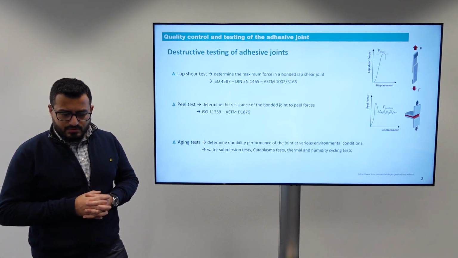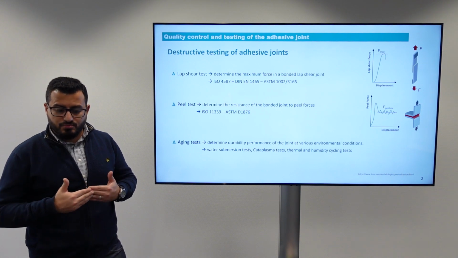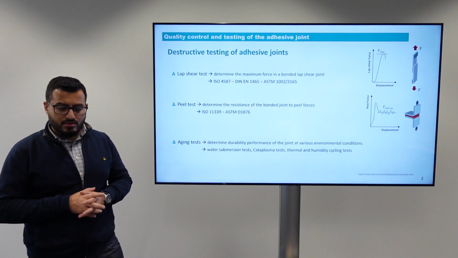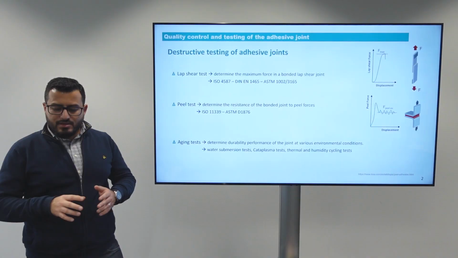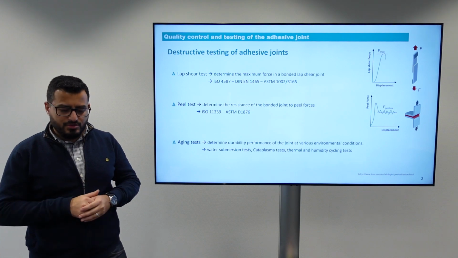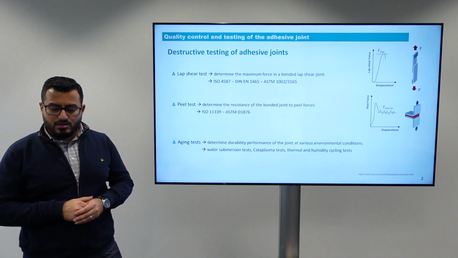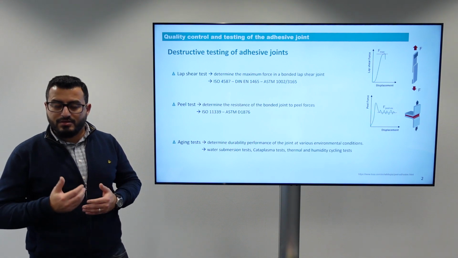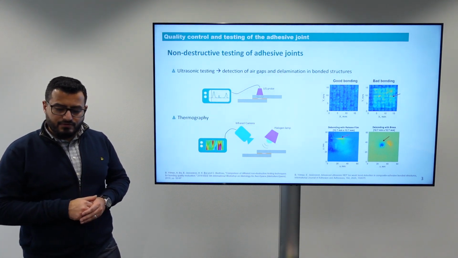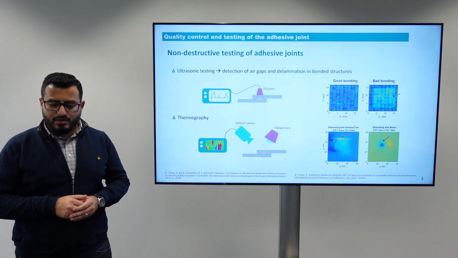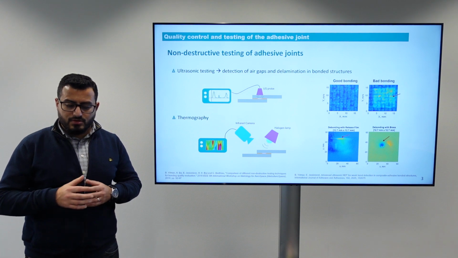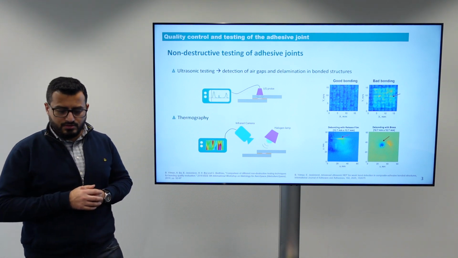Peel tests, on the other hand, determine the resistance of a bonded joint to peel forces. These tests are quite standardized in ISO and ASTM norms, as you can see. Aging tests determine the durability performance of the joint in various temperatures, and we can do that, for example, by testing in different humidity and temperature cycles. Non-destructive testing, on the other hand, gives information about the quality of the bond and determines, for instance, if we have air trapped in the adhesive, or if there are some unbonded parts in the joint.